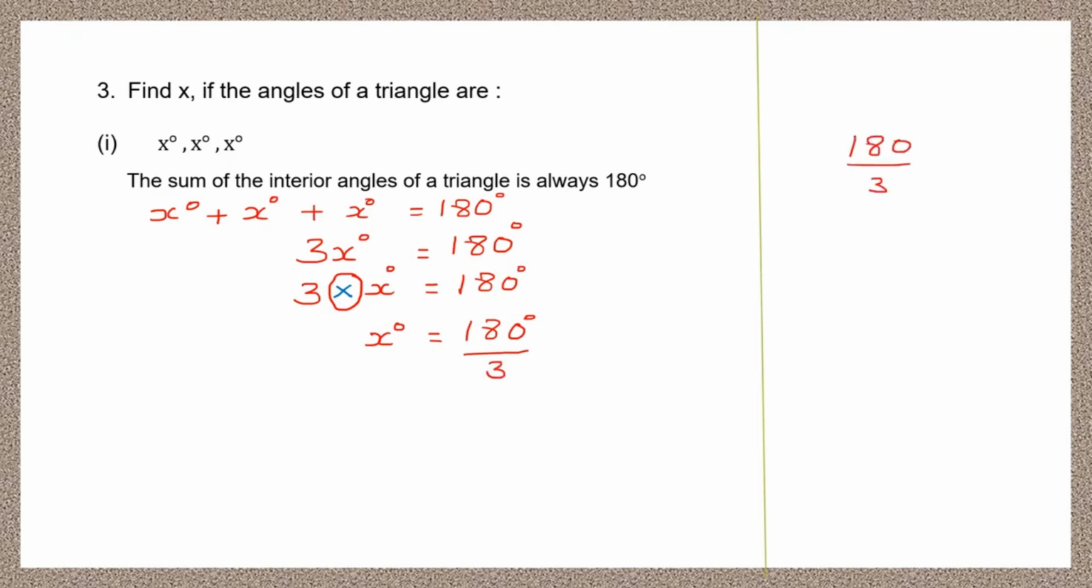I can do this kind of division also. Okay, 3 6s are 18 and 0. So when I divide, I get 60. So here the value of the angle x is 60 degrees. So the question is find x, and we have found x. x is equal to 60 degrees.